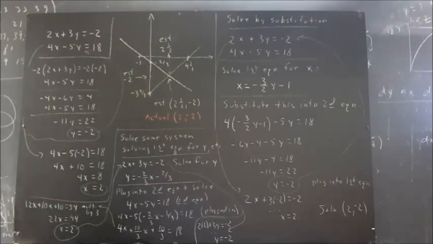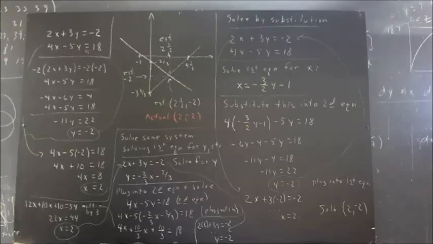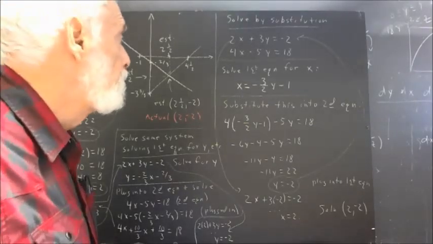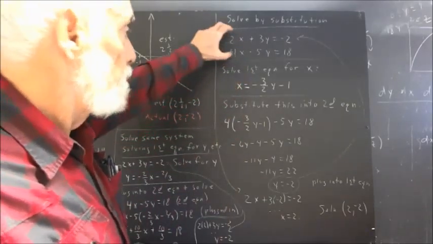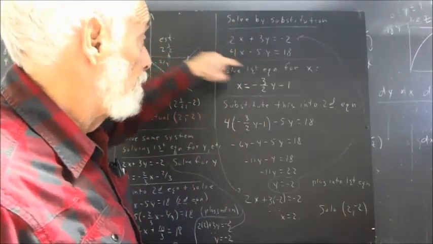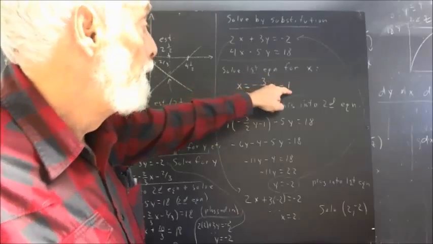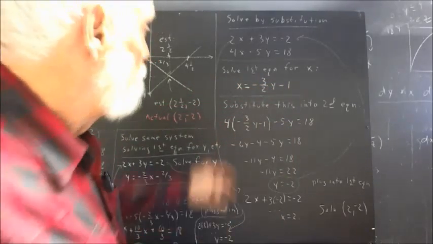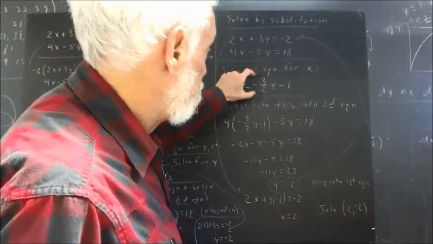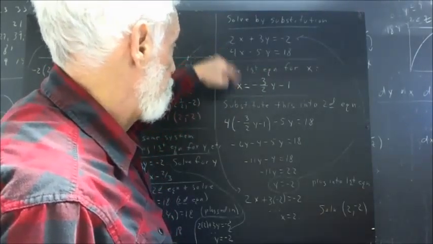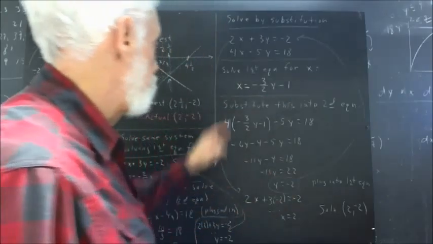Another method is the method of substitution, wherein we solve the first equation for x. Here's the same system. I'm not going to run through the details of that. You can verify easily that you get x equals negative 3 halves y minus 1. Then we take this expression and substitute it for x in the second equation.